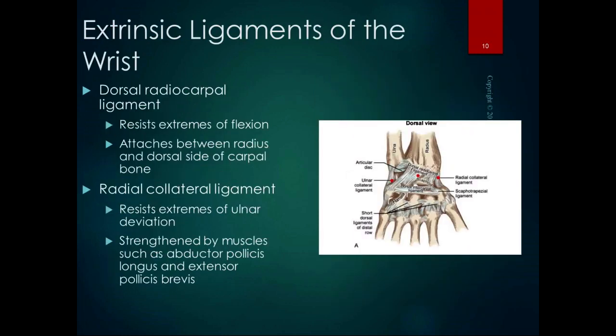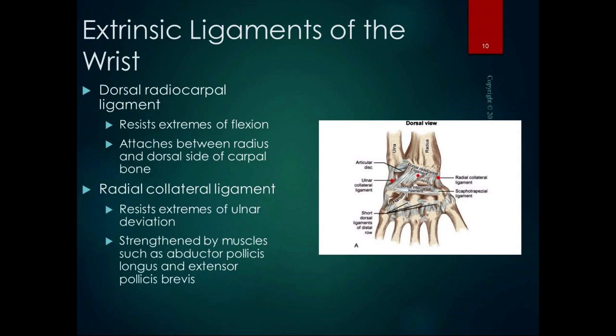So the extrinsic ligaments of the wrist include the dorsal radiocarpal ligament, which limits extremes of flexion. It's dorsal, on the extensor surface, the posterior or dorsal side. It resists extremes of flexion. That makes sense, right? It attaches between the radius and the dorsal side of the carpal bones. It says carpal bone, but we know it's carpal bones.